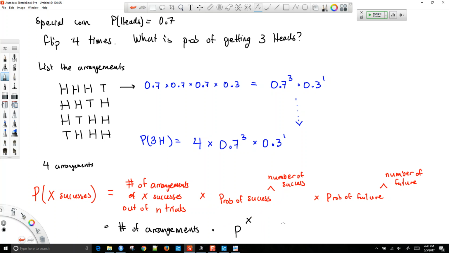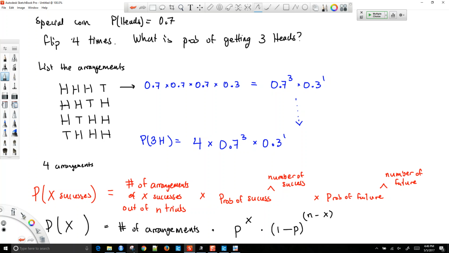Probability of success raised to the number of successes. And what's the probability of failure? 1 minus p. And what is the number of failures? n minus x, right? If we have n total trials, there has to be x successes and n minus x failures. Okay, so that's what we have. So we've got number of arrangements times p raised to the x times 1 minus p raised to the n minus x. The probability of getting x successes is the number of arrangements times p to the x times 1 minus p to the n minus x.